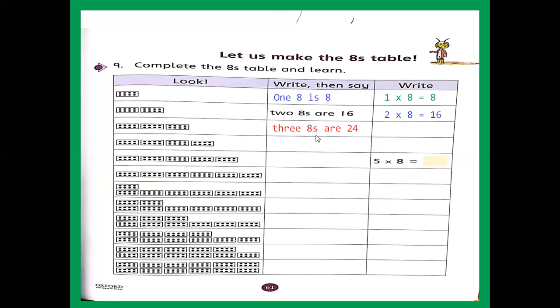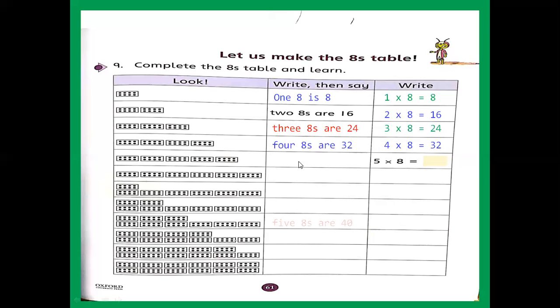3 8s are 24. Meaning 8 + 8 + 8 is 24. So 3 × 8 = 24. Read 3 8s are 24. 1, 2, 3, 4. Write here 4 8s are 32. And 4 × 8 is equal to 32. And we will read like this: 4 8s are 32.